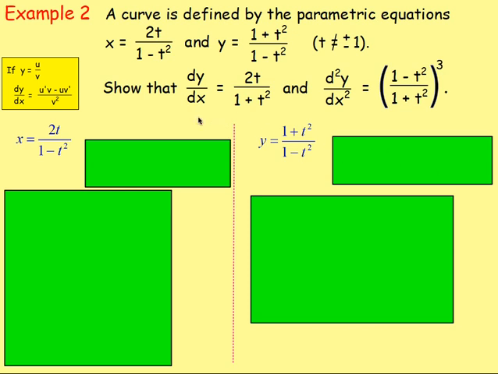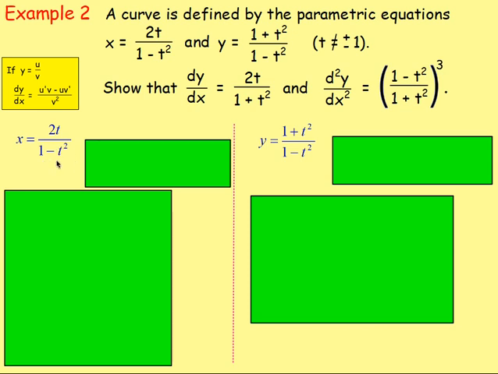So the first thing we want to do then is find dy by dx. It is your parametric equations. x and y are written in terms of some parameter t. So to get dx by dt, we need to differentiate 2t over 1 minus t squared.